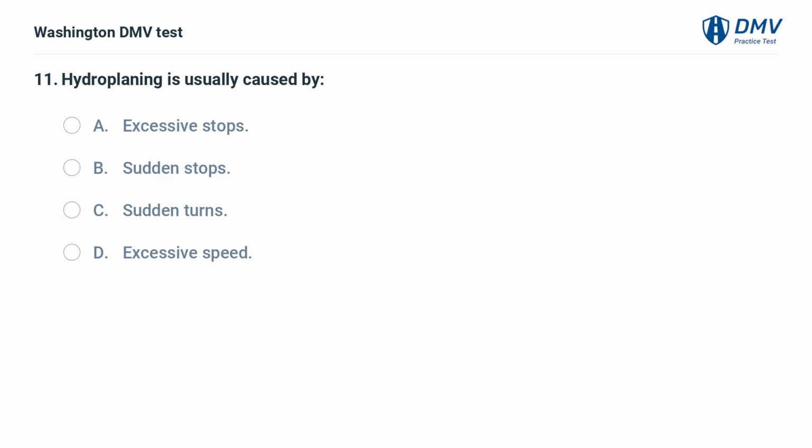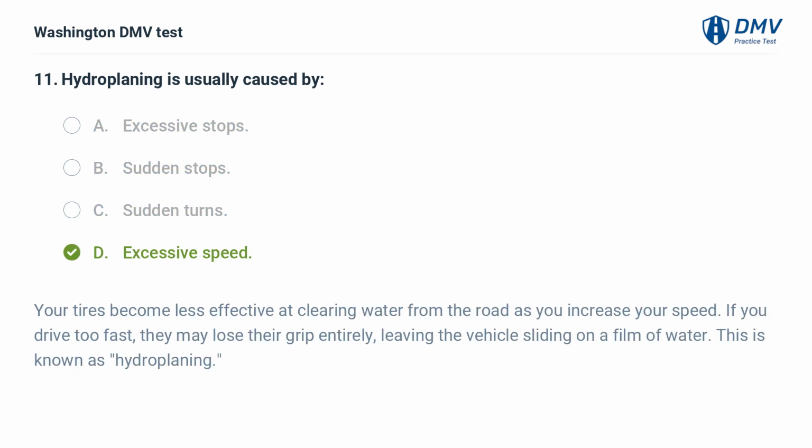Hydroplaning is usually caused by A. Excessive stops. B. Sudden stops. C. Sudden turns. D. Excessive speed. Your tires become less effective at clearing water from the road as you increase your speed. If you drive too fast, they may lose their grip entirely, leaving the vehicle sliding on a film of water. This is known as hydroplaning.